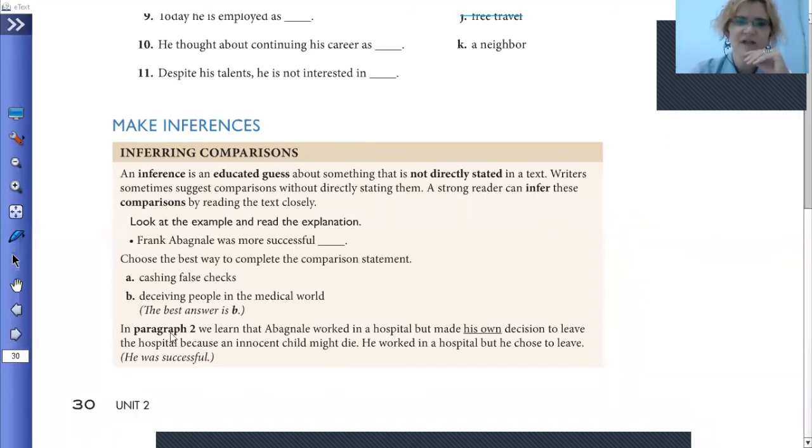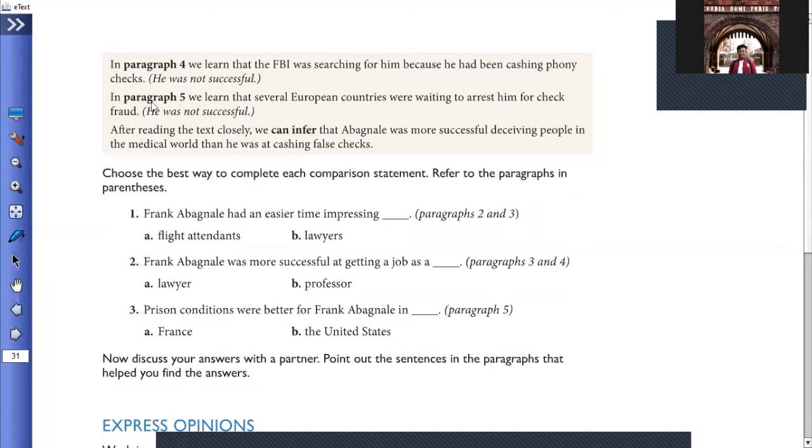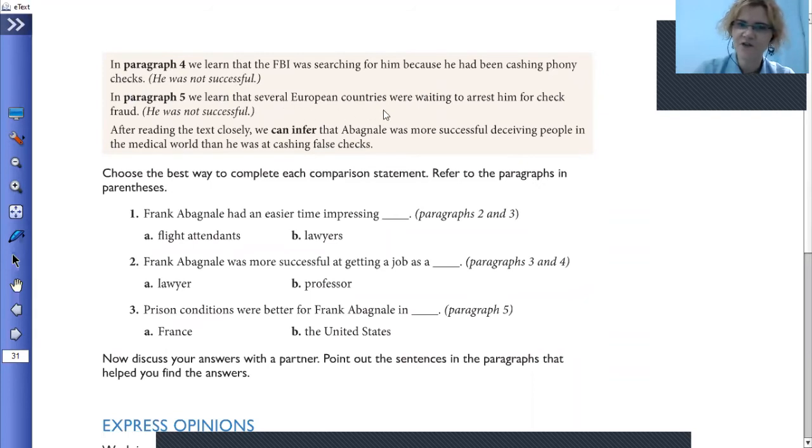For example, here in paragraph 2, we have facts. We learn that Abagnale worked in a hospital, but he made his own decision to leave the hospital because of an innocent child that might die. So he worked there, but he chose to leave. That's one fact that we got. And in paragraph 4, we learn that the FBI was searching for him because he had been casting phony checks. Phony checks is like fake. And that didn't really work out. And in paragraph 5, we see that several European countries were waiting to arrest him for check fraud. So his check fraud didn't go well.